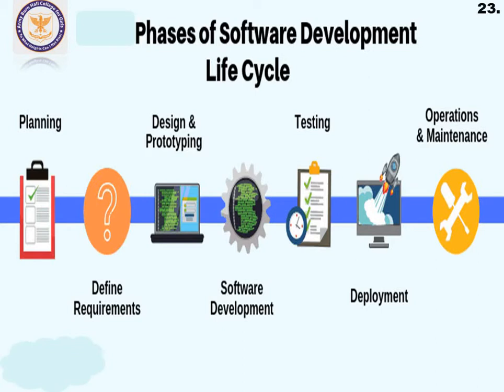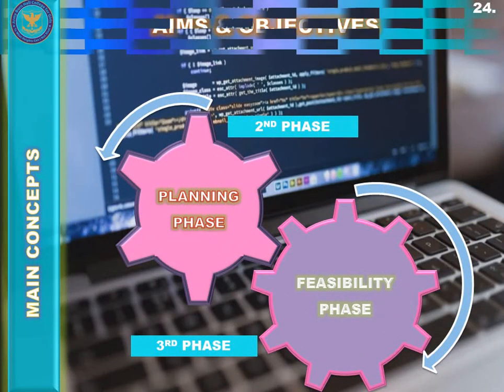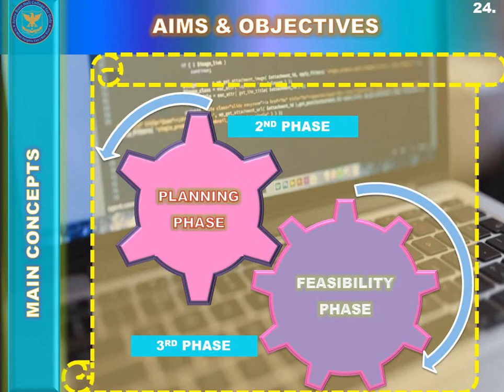After the defining and planning phase, in today's lecture we will move on to the third step of the system development life cycle, and that step, after planning, is the feasibility phase or feasibility study phase. So what is basically a feasibility study?